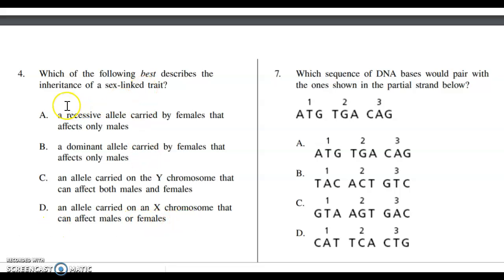Sex-linked trait. A says it's a recessive allele carried by a female that affects only males. Okay. It can be a recessive allele carried by a female and just affect her male offspring, but it's not always going to just affect the male. We talked about X-linked recessive. Well, that one sounded pretty good. This one sounds better. An allele carried on an X chromosome that can affect both males and females. If it's on the X, if it's dominant, anybody who has that X with it will be affected. If it's recessive, the male is going to be affected automatically because they only have the one X chromosome. And if the female happens to get two of those alleles, then she will be affected as well. So D is our best answer there.